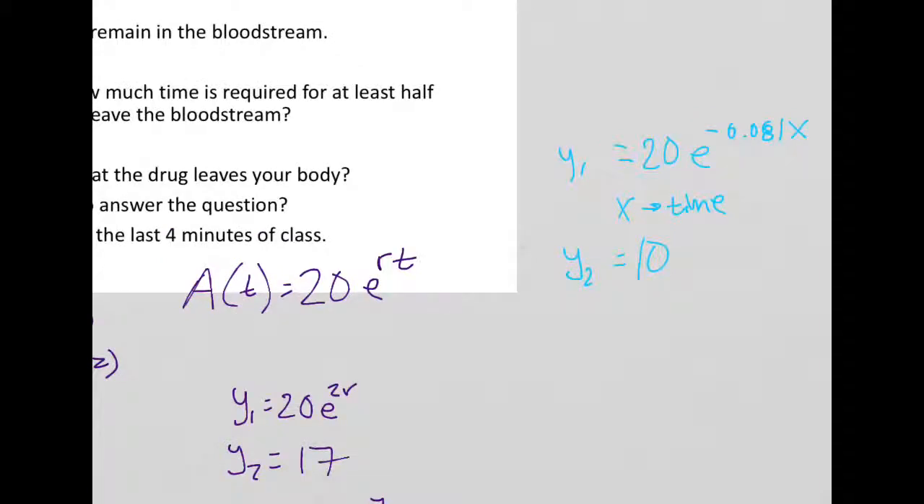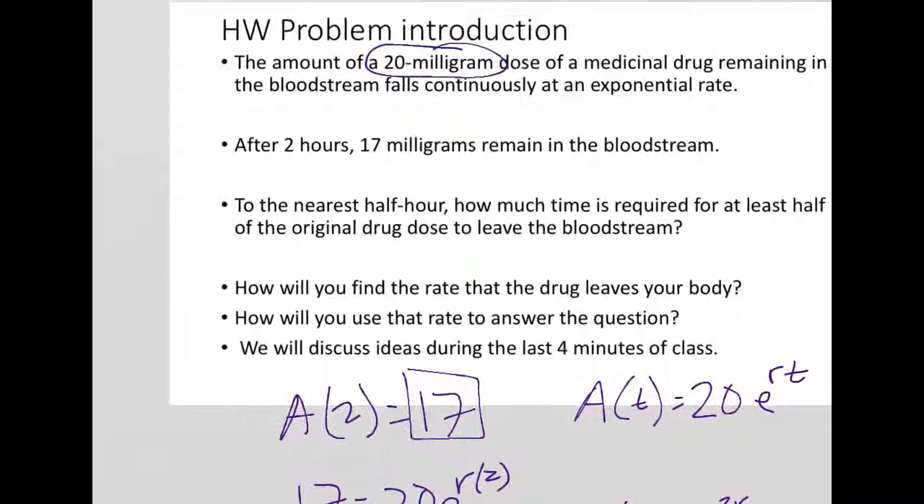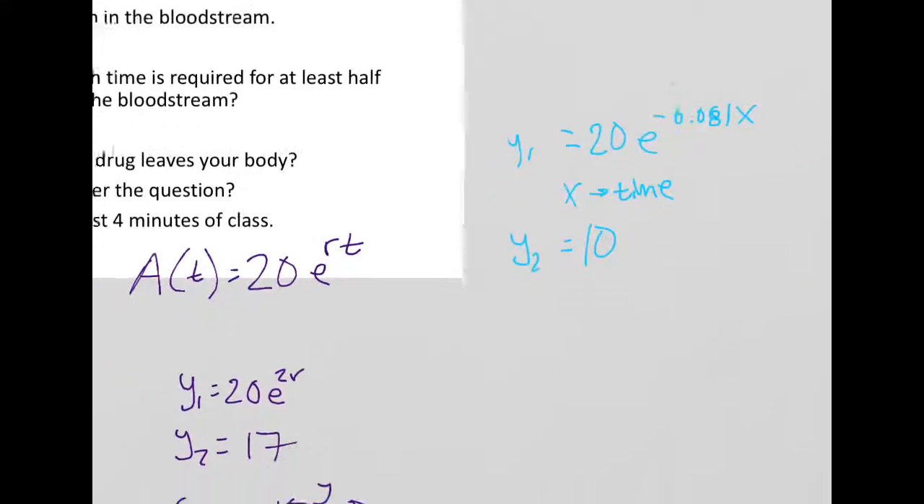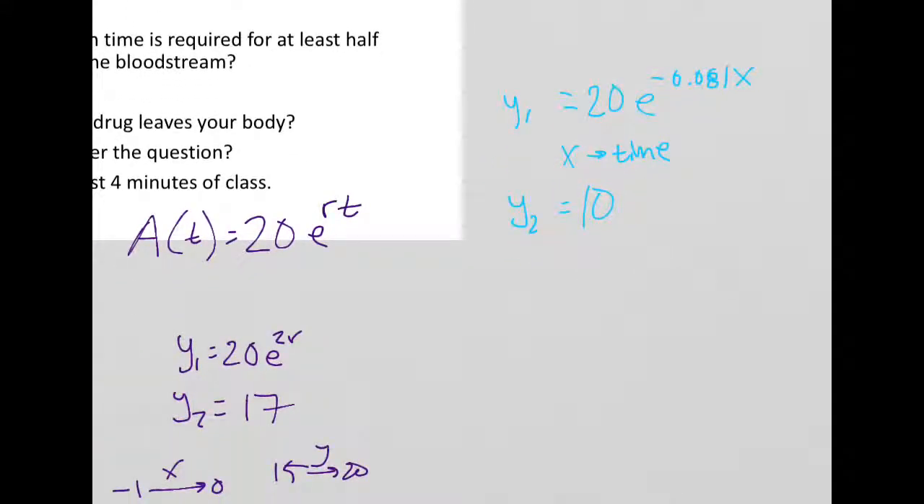And so let's think about a window now. Remember that it took 2 hours for 17 milligrams to leave the body, and we're looking to get to 10. So I'm just going to try something here, see how it looks for us. I'm going to go for my x min to max. I am going to go 0 up to 10. We'll see what it looks like. And then for my y values, I'm going to go 0 up to 15. And let's see how this looks.